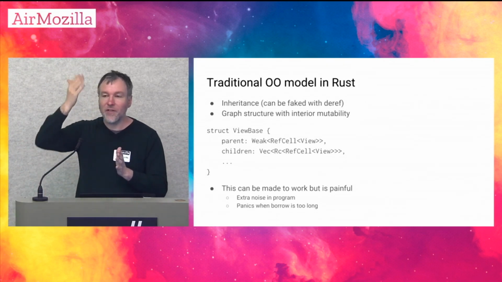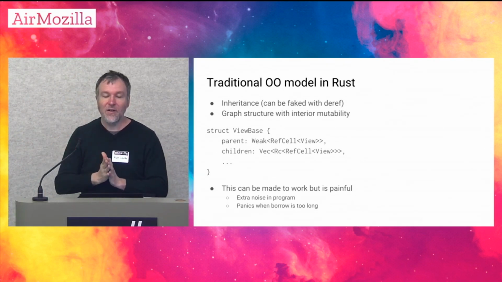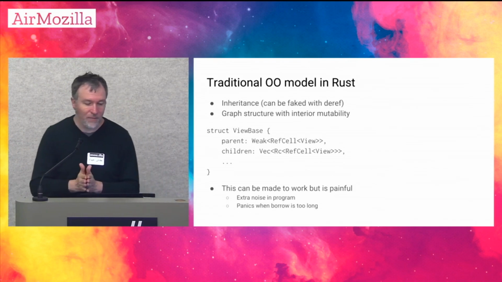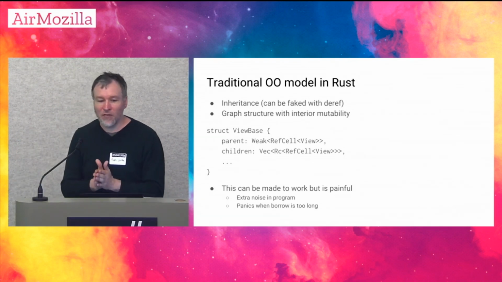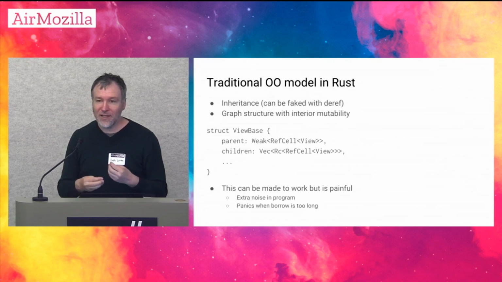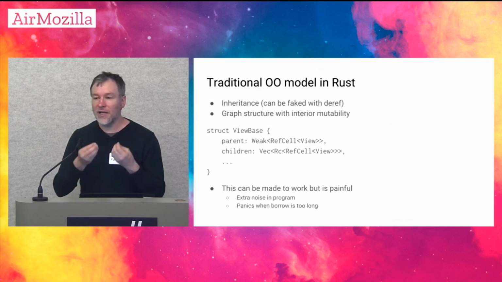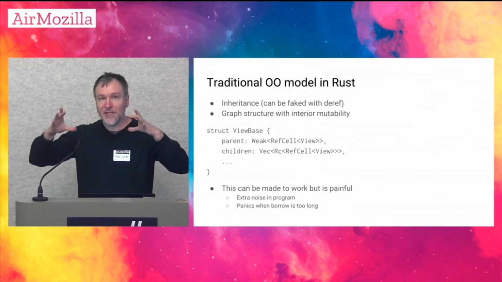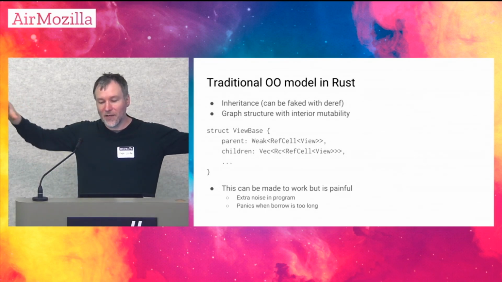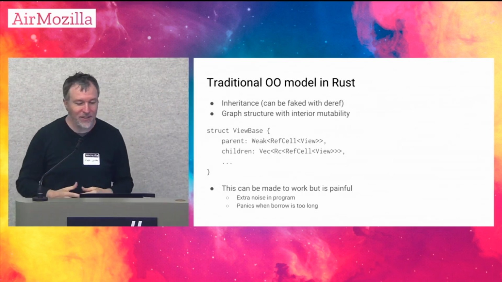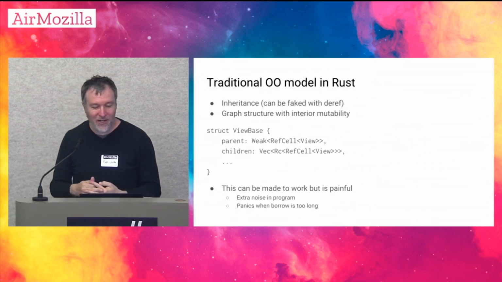So using a weak reference for that breaks that cycle, avoids the memory leak. So you can do this. I've actually written a fair amount of code using this model, but it is not fun. It is pretty painful. You get a lot of extra noise in the program where you're constantly borrowing these explicit references. The types get a lot of angle brackets in a row, which is not great to look at.